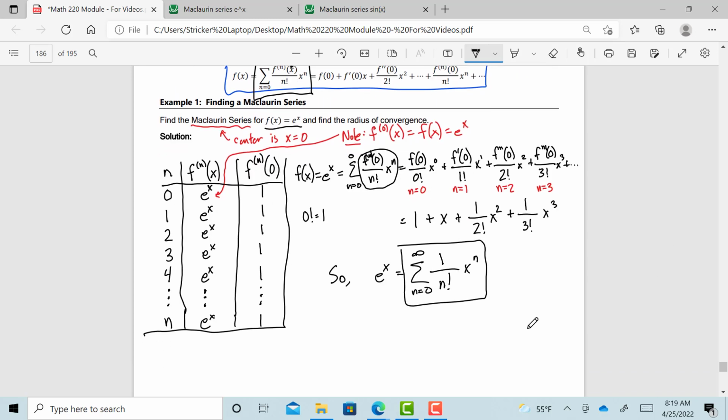And the question is, is e to the x equal to that power series for all values of x, or some values of x? Well, in order to do that, we need to find the radius of convergence, right? This is something we've done. We can go ahead and find the interval of convergence. Now, if we have a series that looks like x to the n over n factorial, what test should we use to determine the radius of convergence? We have x raised to the n over n factorial. Well, that is going to be the ratio test, right?